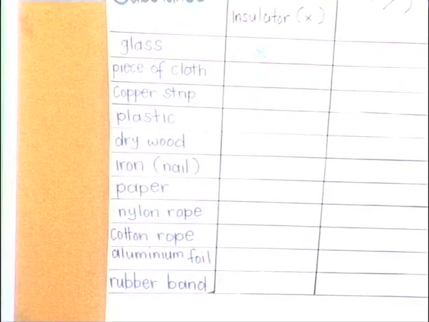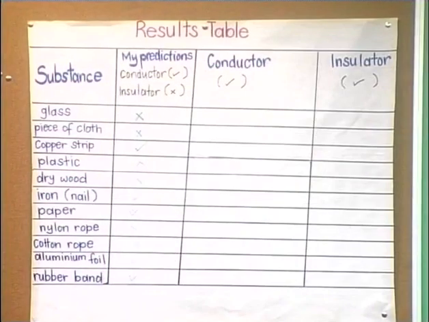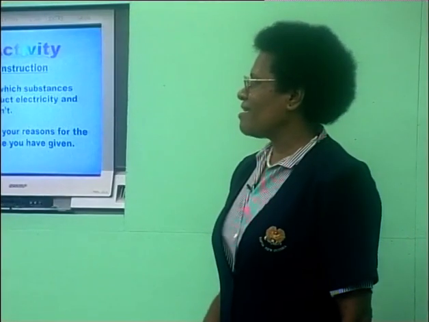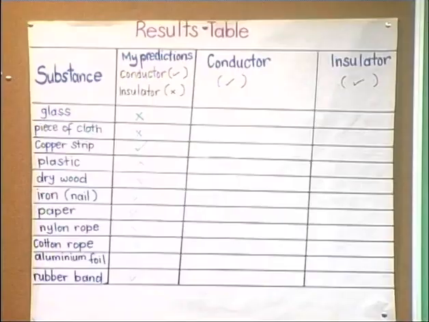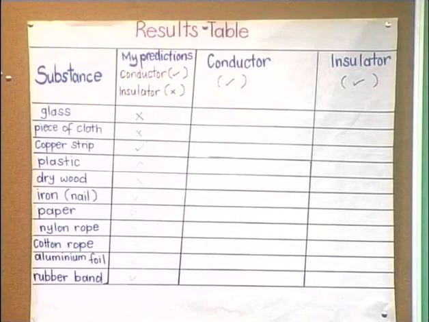Once we do the experiment, we will confirm whether our predictions are correct or not. Now let's see if I can have someone tell me why we say some of those materials are conductors and some are insulators. Why do we say materials like copper strip, iron, and aluminum foil are conductors and the rest are insulators? Yes, Dinah?